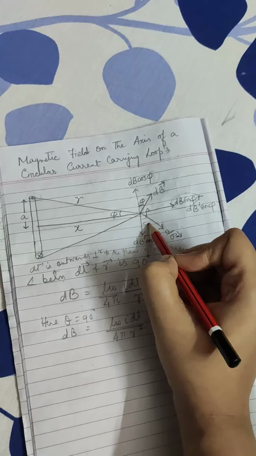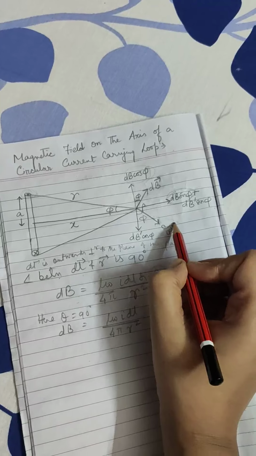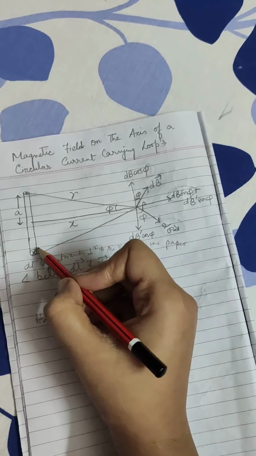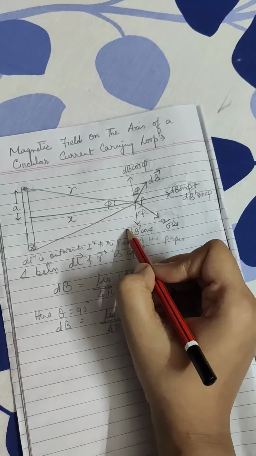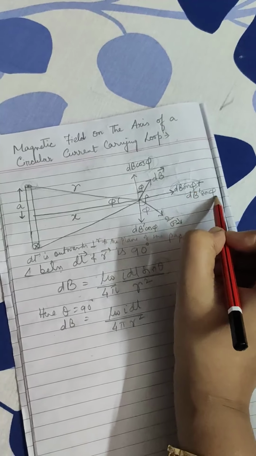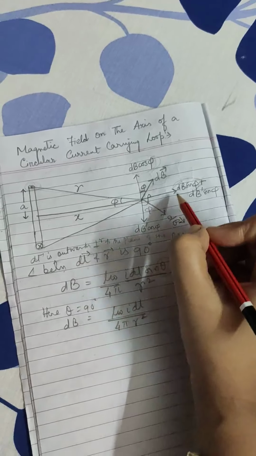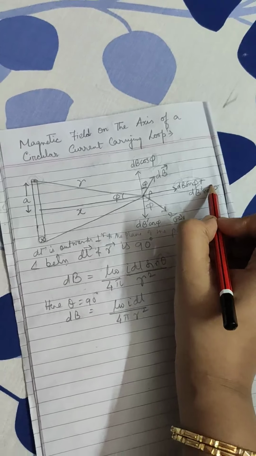This is phi, so this is dB prime. Now we are taking this dB prime. Due to this component, the magnetic field over here is dB prime. So dB prime cos phi and dB prime sin phi. Cos phi is the perpendicular component, sin phi is the axial component.